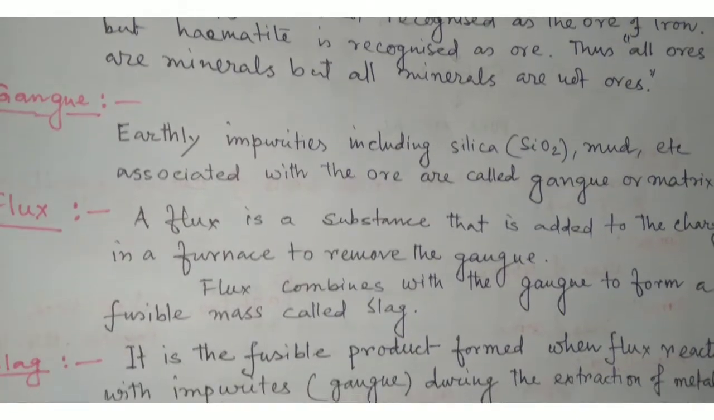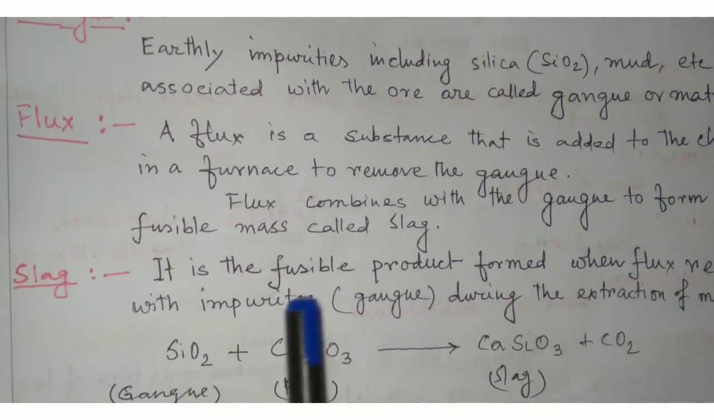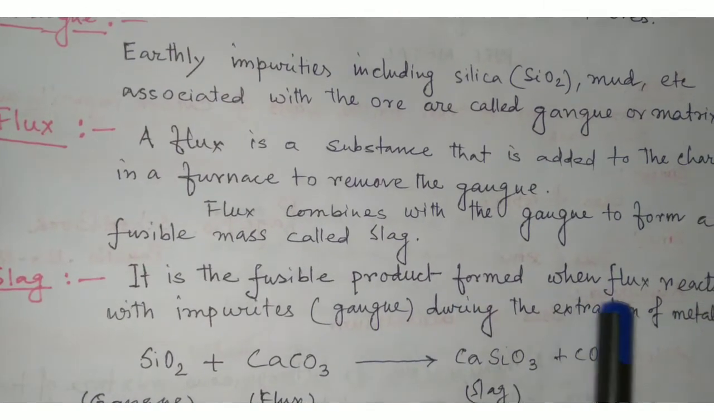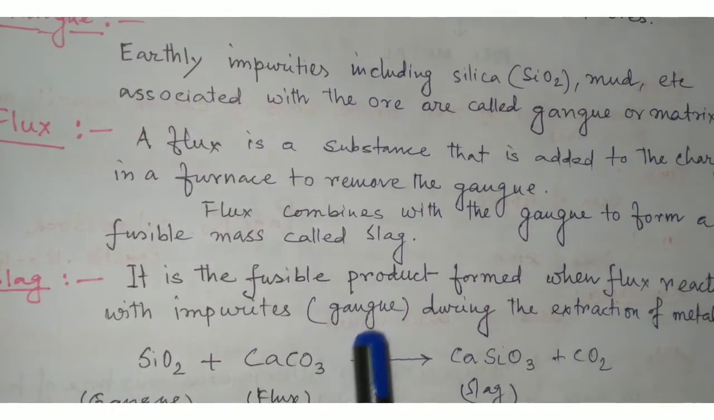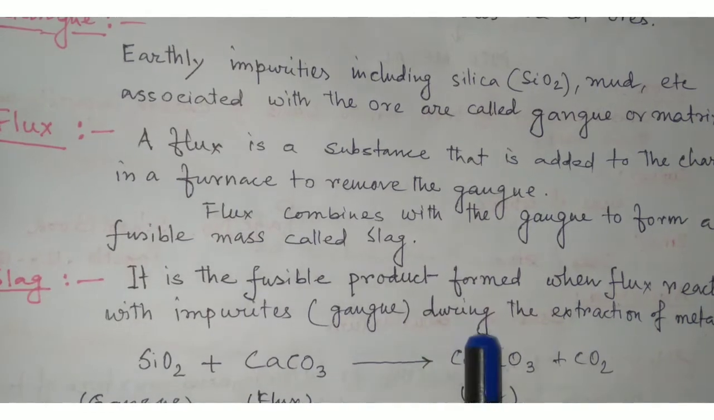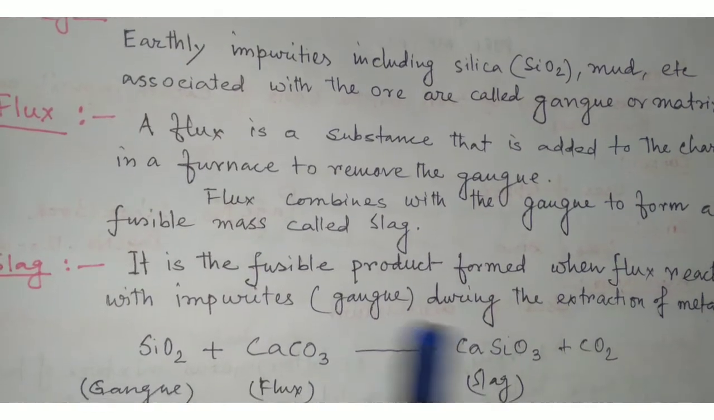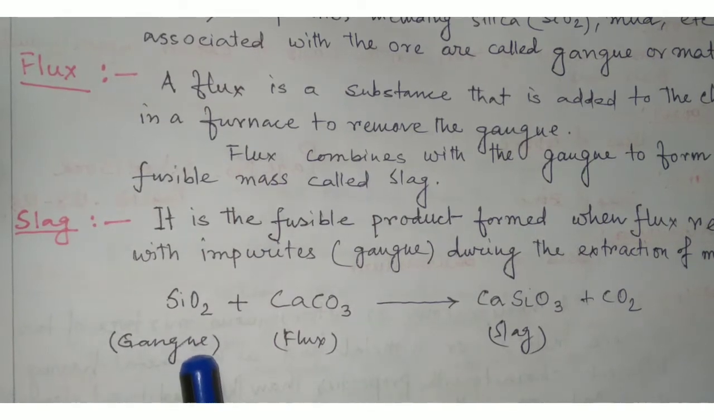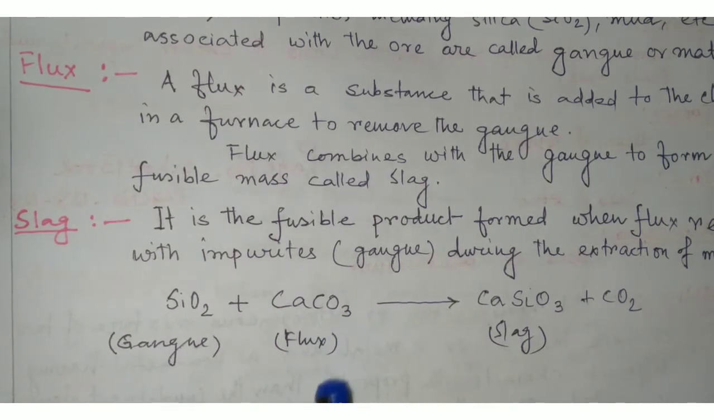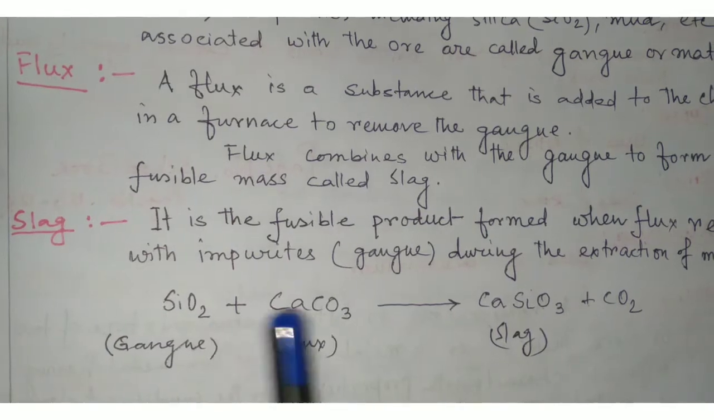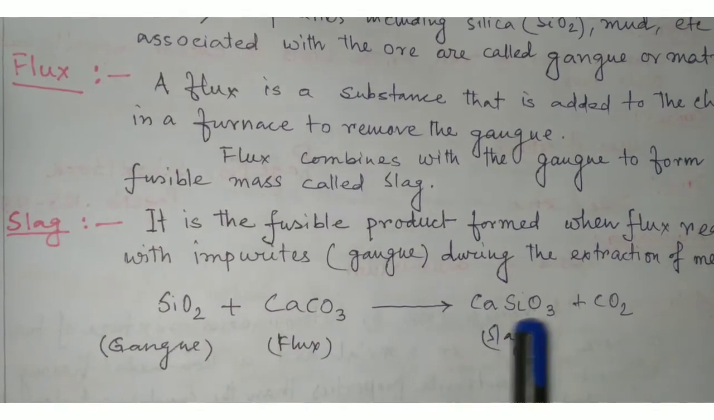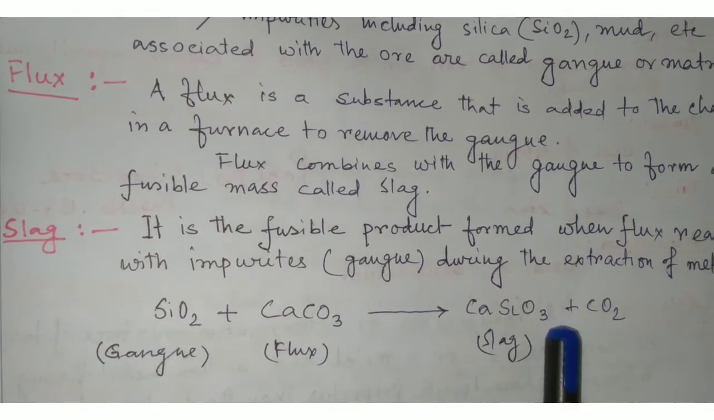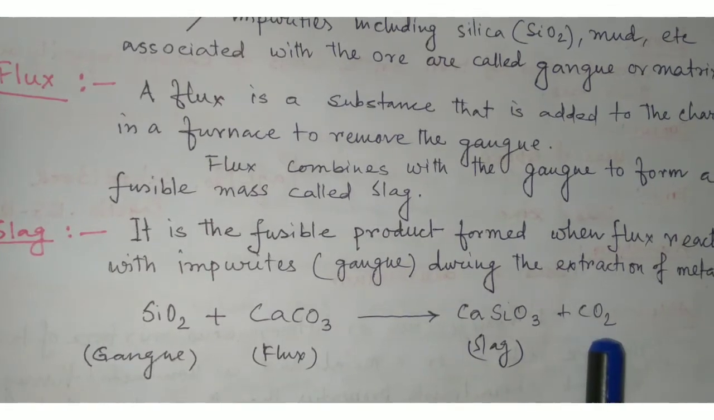Now, what is slag? It is the fusible product formed when flux reacts with impurities, gangue or matrix, during the extraction of metal. As for example, silicon dioxide is a gangue or matrix; when it reacts with CaCO3 flux, these two combine to form CaSiO3, calcium silicate slag, plus CO2.